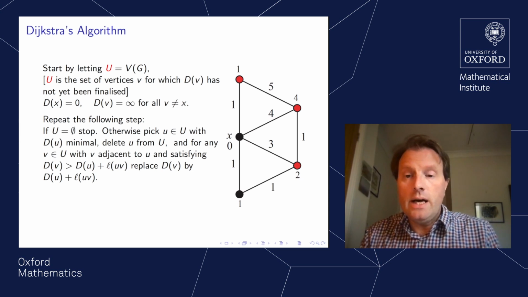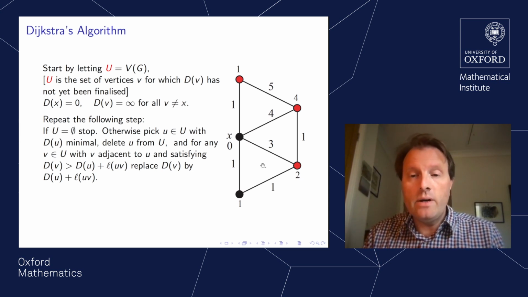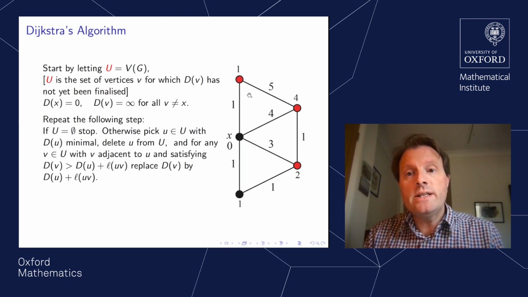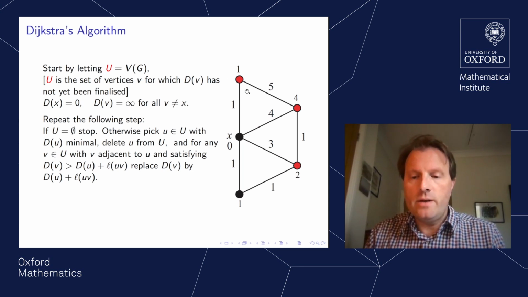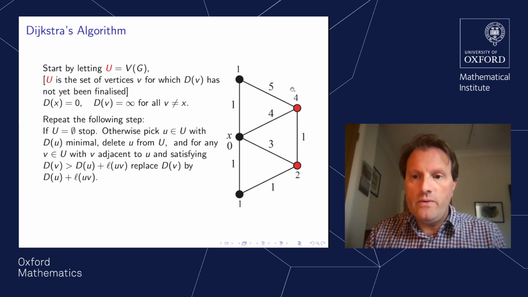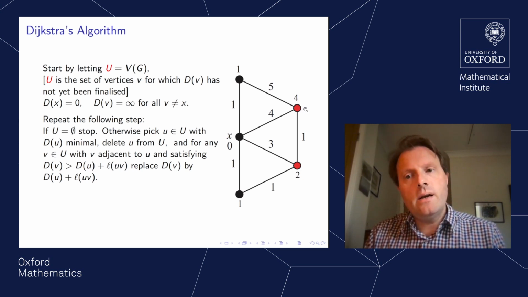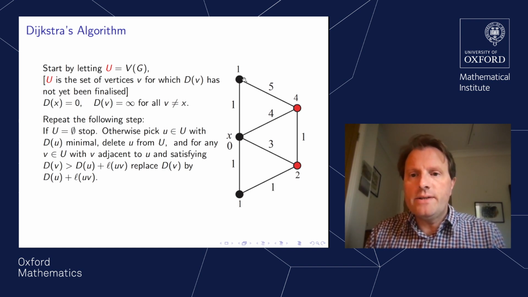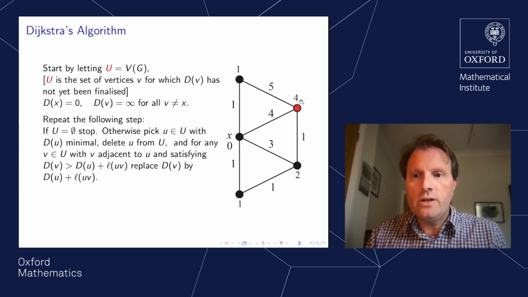Now we continue. Again, the vertex with smallest d value is this one on the top. So we finalize that. And then we look at all of its neighbors in U, of which there is just one, and we ask ourselves, is that d value strictly greater than the d value of u plus the length of that edge? Well, in this case, 4 is less than 1 plus 5, so we don't change that.